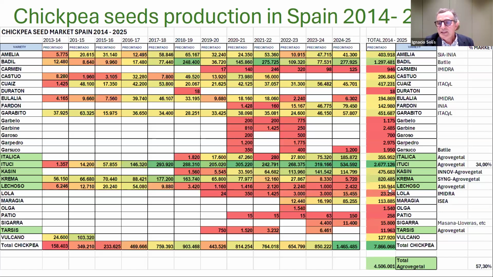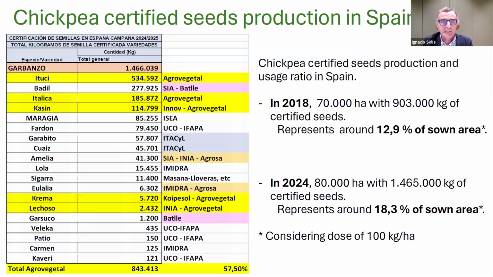Okay, the cultivars produced by Agrovegetal are in green, and they represent 57% of the Spanish market. Then it's very clear that the role of Agrovegetal is very important in the certified seed of this crop in Spain. These are the figures of the last season with 1,466 tons, and the most grown cultivar was Ituzi, the second one Badil, the third one Italica, Casin, and so on.